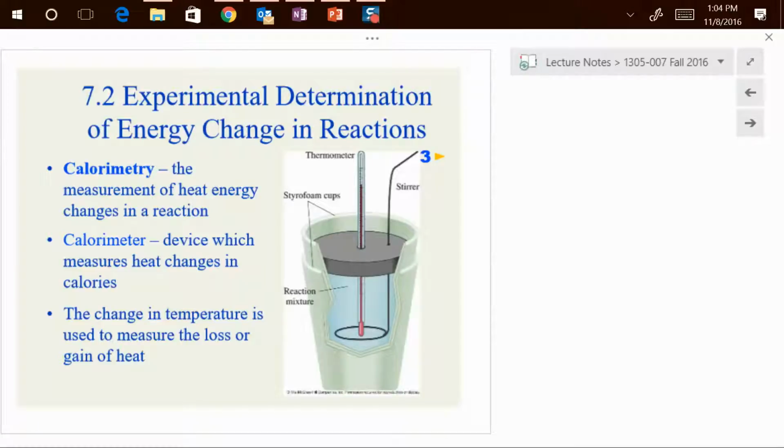Now we're going to talk about calorimetry. Some of you were already exposed to calorimetry last week in the lab. Okay, but calorimetry is simply the process of measuring the energy associated with a chemical reaction using a calorimeter and a thermometer.